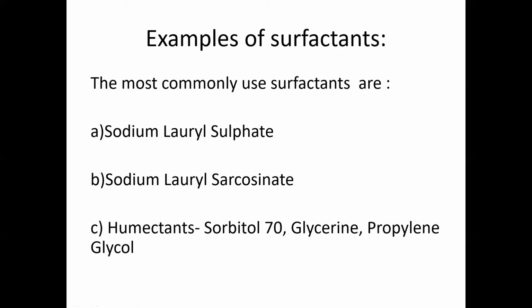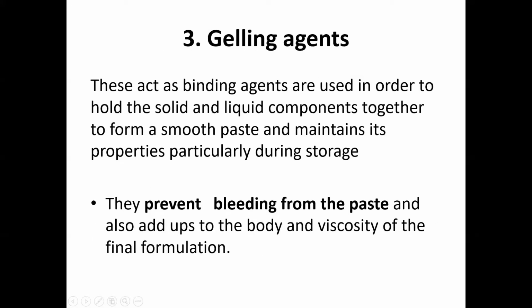Some of the common examples of surfactants are sodium lauryl sulfate, which is commonly used, an anionic surfactant, SLS. Then sodium lauryl sarcosinate. Humectants like sorbitol, glycerin, propylene glycol may also be used in the toothpaste. The typical examples being glycerin, propylene glycol, and sorbitol. Gelling agents are used. Then there are also agents which have binding properties.